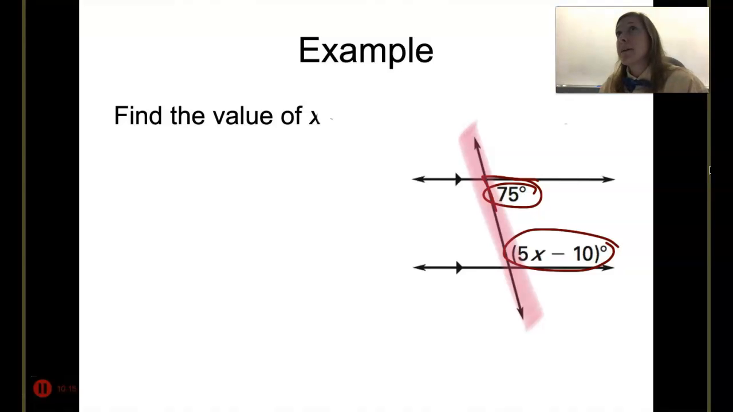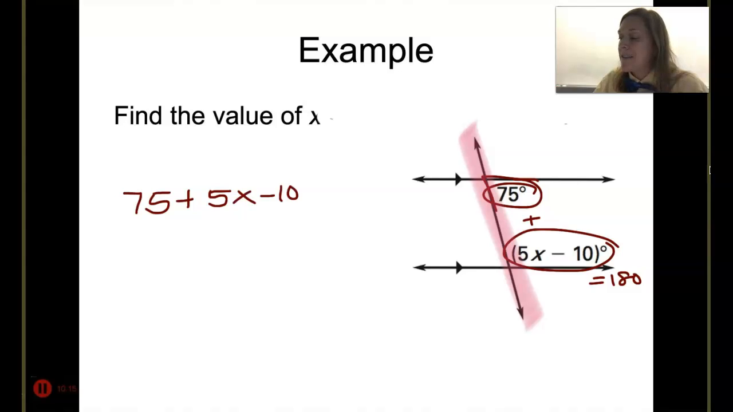And what did we say about consecutive interior angles? They are supplementary when our lines are parallel. And what's true about supplementary angles? They add up to 180. So my equation is going to be those two angles added to 180 degrees. So my equation is going to be 75 plus, don't worry about putting those parentheses in there. That's just grouping the whole expression together with the degree sign. So just get rid of it when you write it in.